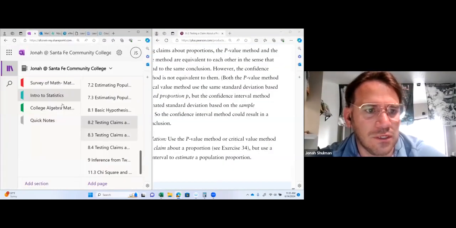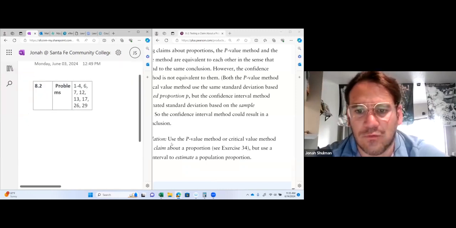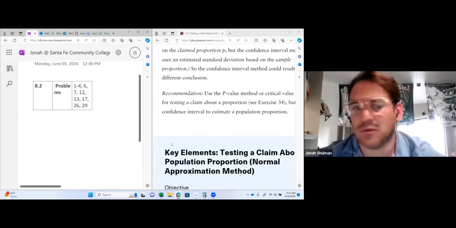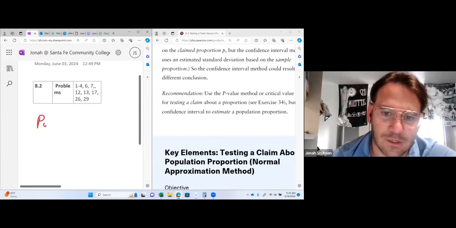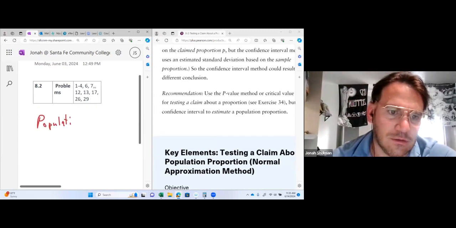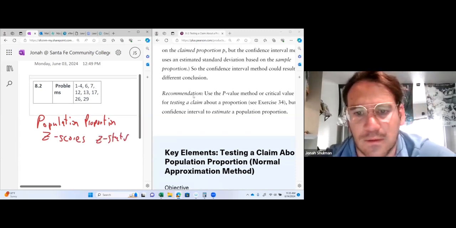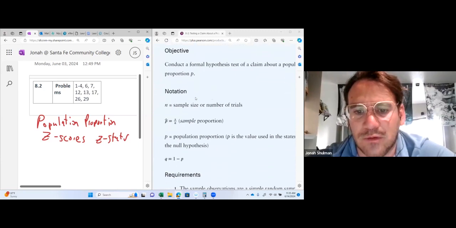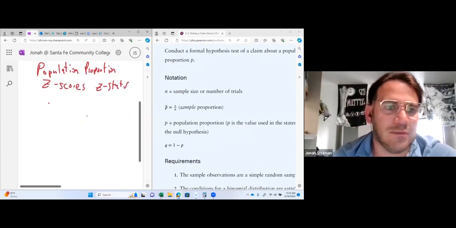All right, so we're in intro to stats, 8.2, and we finally get to start. So remember, this is all about population. So remember, this is using what? We're going to be using z-scores and z-stats. All right, so here we go. And is the sample size still?